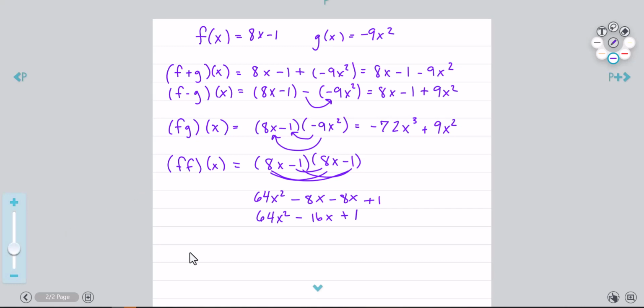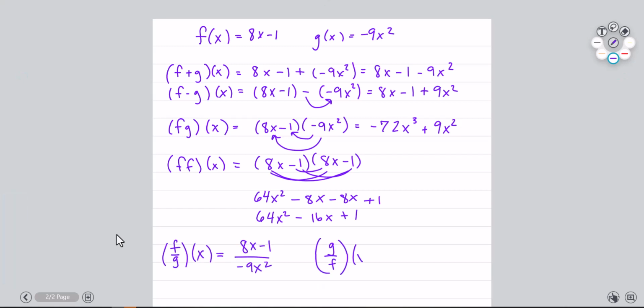All right, now let's see about dividing. So my f divided by g is going to be 8x minus 1 over negative 9x squared. And I don't see anything that I can cancel, so that's the final answer. Kind of the same thing for the g over f. I plug in my g and then my f. And again, seeing nothing that can be canceled, so that is my final answer.